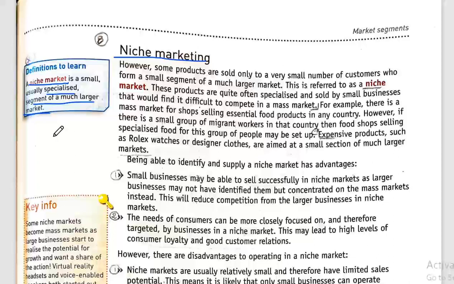So we said that in mass marketing, we're selling to a large number of people. Meanwhile, in the niche market, we're selling to a very small number of customers who form a small segment of a much larger market. So this is the market, the customers, and I'm just selling to a specific number of customers. This is referred to as niche market. The products that are sold in niche market are often specialized and sold by small businesses that would find it difficult to compete in the mass market.